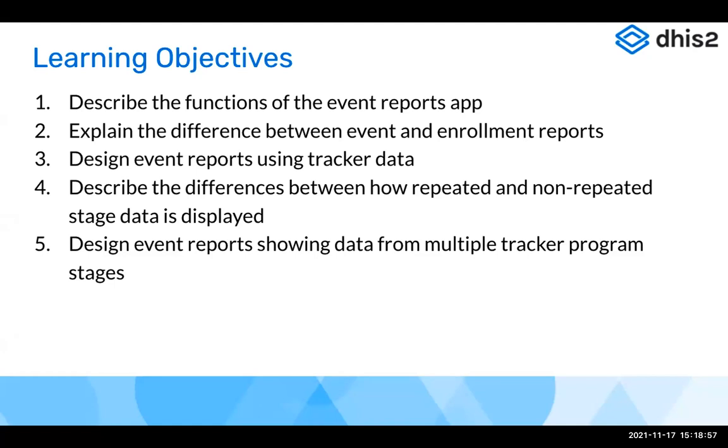So the objectives for this particular session: we are going to explain the different functions, what the event reports can basically do for you in terms of producing some nice reports that you can present in your data analysis and use. Then we are going to use this events report to explain the differences between what an event report is and what an enrollment report is. And again, this is where we will see that we can generate different results by selecting all the other parameters the same, but with the difference of the event and the enrollment report, the numbers may be different, and we'll show that and explain why that is happening.